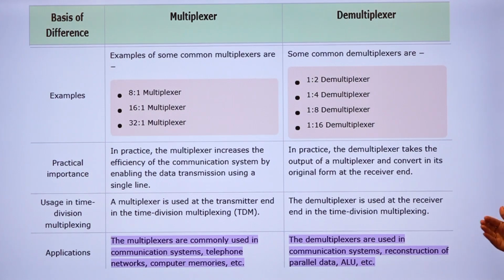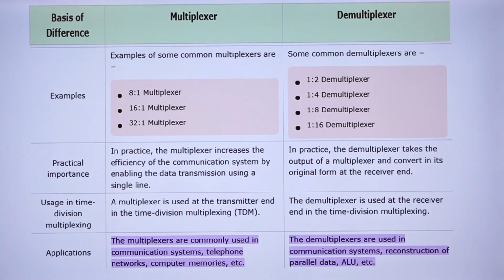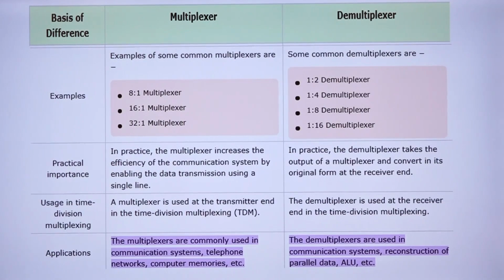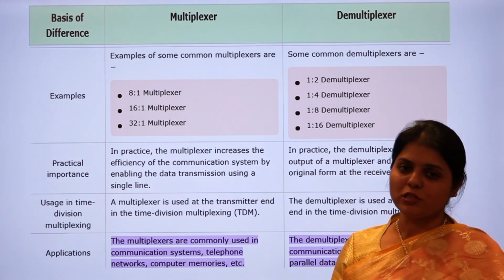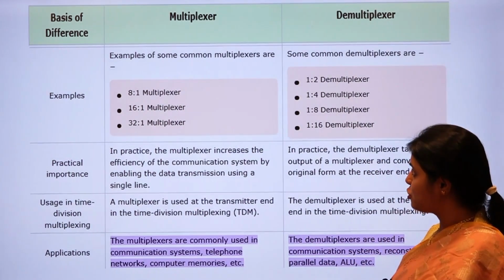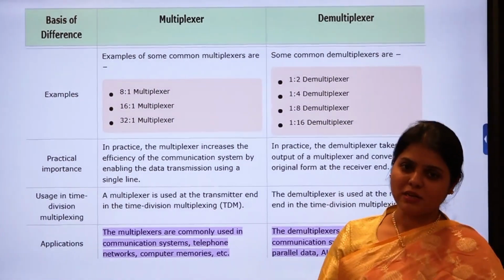In practical applications such as time division multiplexing, we use both multiplexers and demultiplexers. Multiplexers are used in computer memories, communication systems, telephone networks, and so on. Demultiplexers are used in reconstruction of data, communication systems, and the arithmetic and logic unit, etc. So these are the various differences in applications of multiplexers and demultiplexers.